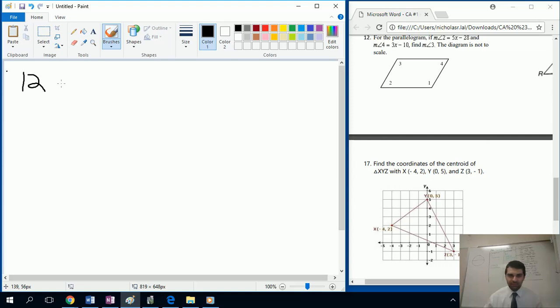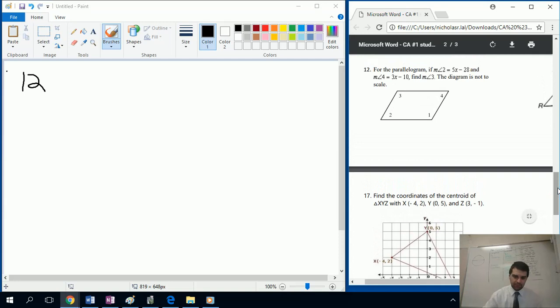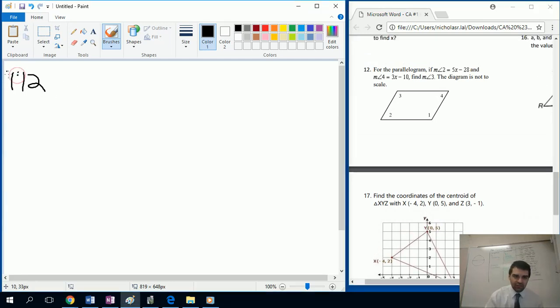For the parallelogram, let me adjust the question here so you can see it. For the parallelogram, if the measure of angle 2 is equal to 5x minus 28, the measure of angle 4 is equal to 3x minus 10, find the measure of angle 3. The diagram is not to scale.